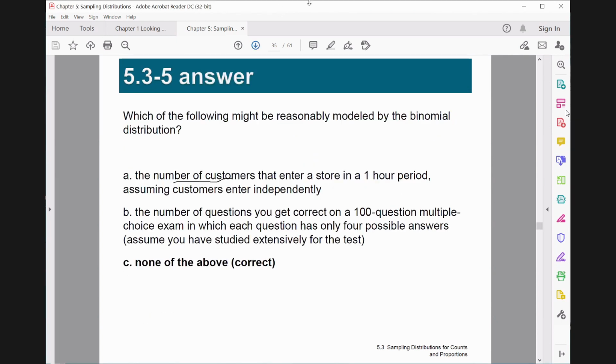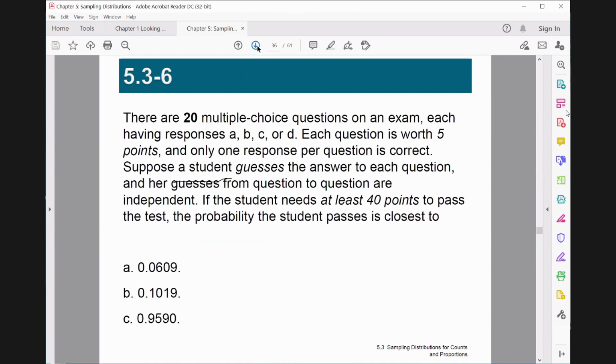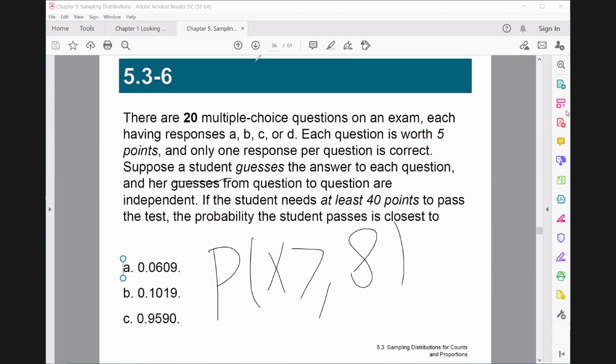Then the probability to have 8 or more, because to get 40 points I need 8 correct answers. Then the probability of x more than or equal to 8.